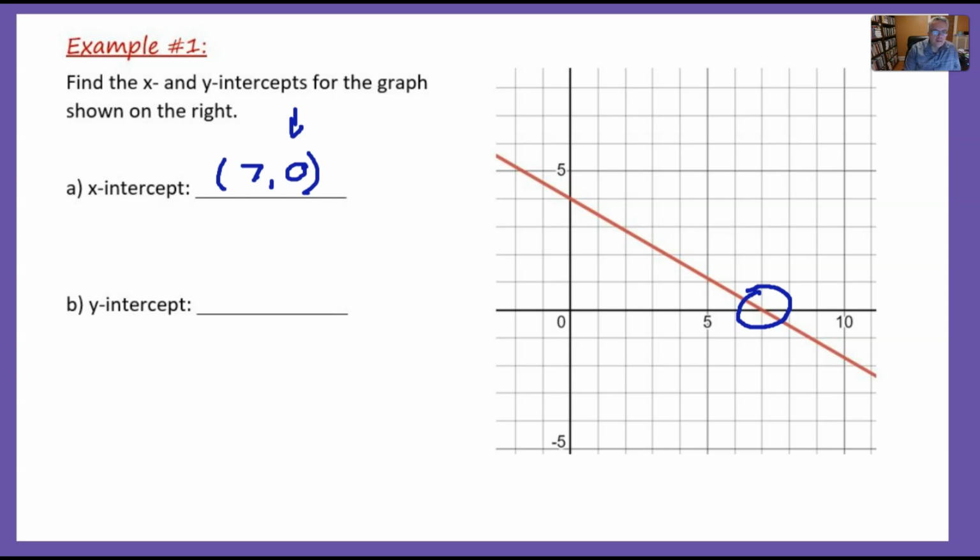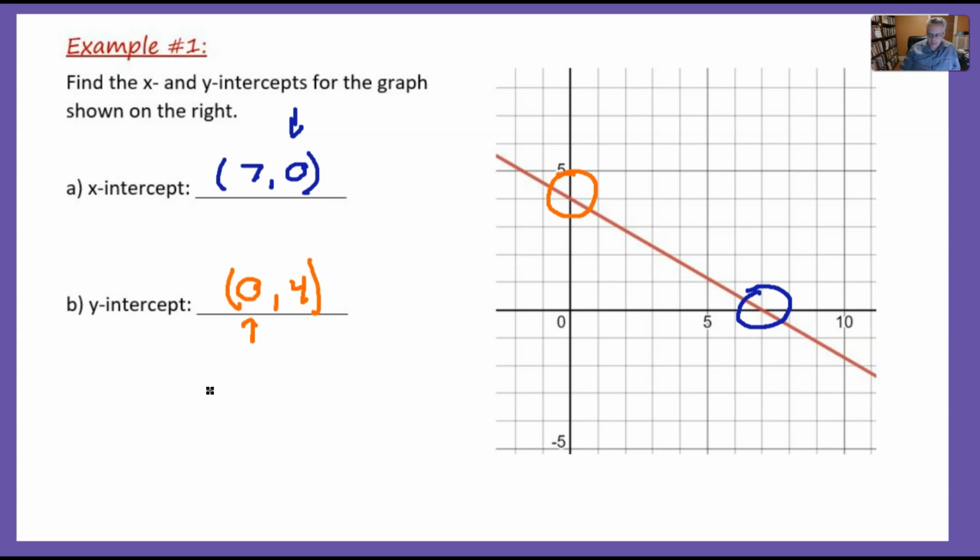The y-intercept is this point over here on the y-axis, and its coordinates are 0, 4. The x-coordinate of this point is 0, and the y-coordinate's 4. And the important thing to know about y-intercepts is the point where x equals 0 on the graph.